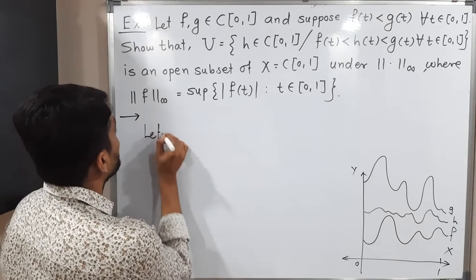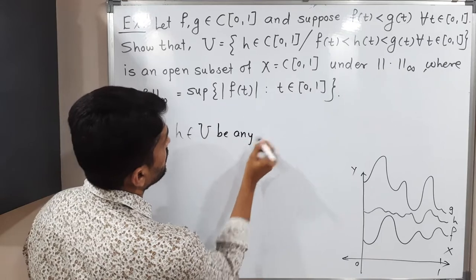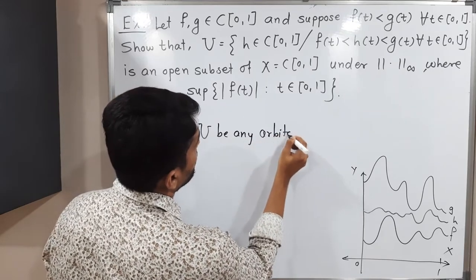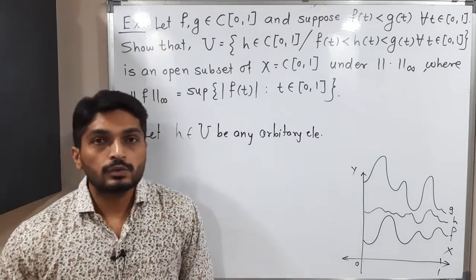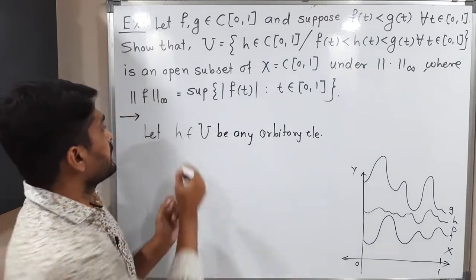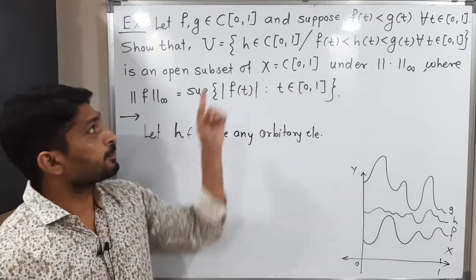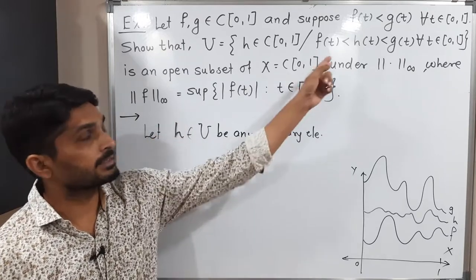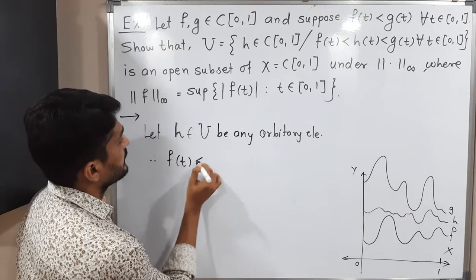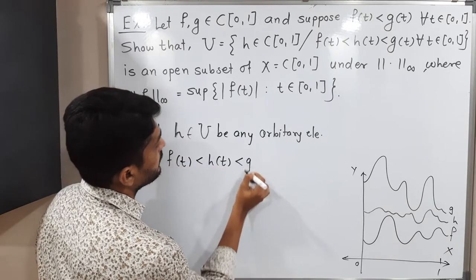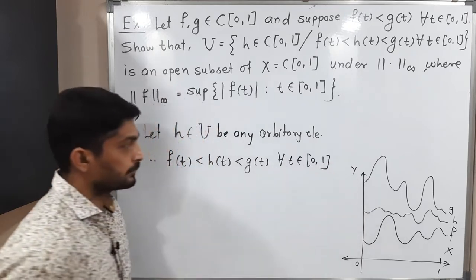Let h belong to U be any arbitrary element. Actually, it is a function. So after that, we can say definitely it is an element of U. That means it will satisfy that condition. First of all, it is a continuous function, and the second thing, it will satisfy that inequality. Let me write. Therefore, f of t less than h of t less than g of t for all t belongs to closed interval 0, 1, right?